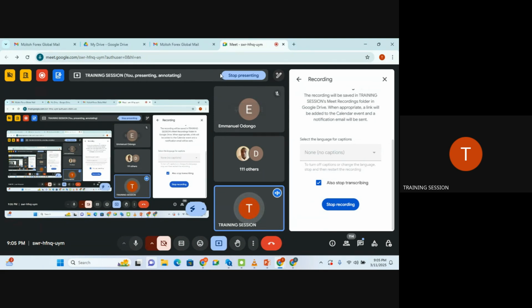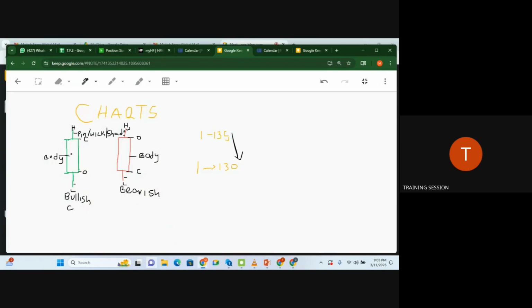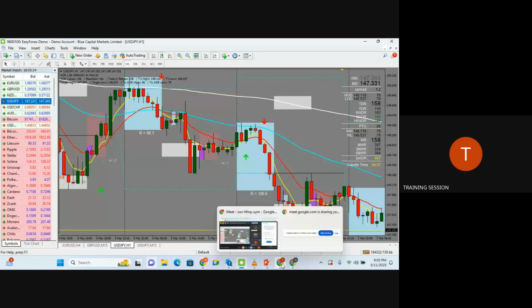Let's continue. Now, we have said we have two types of candlesticks. This one represents a buy, this one represents a sell. Maybe I share that also on my chart. Are you seeing my chart? Are you seeing a market? Thumbs up, yes.